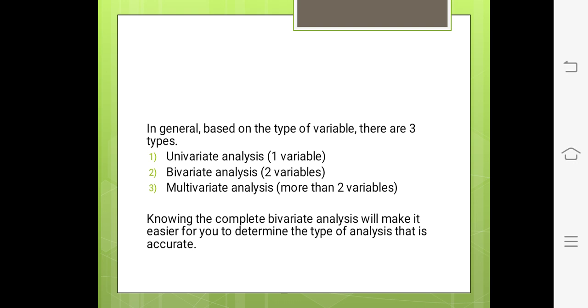In general, based on the type of variables, there are three types. First, univariate analysis, one variable. Two, bivariate analysis, two variables. And three, multivariate analysis, more than two variables. Knowing the complete bivariate analysis will make it easier for you to determine the type of analysis that is accurate.